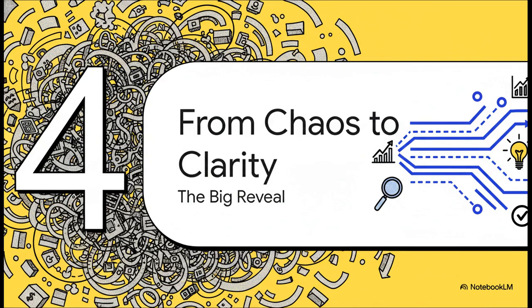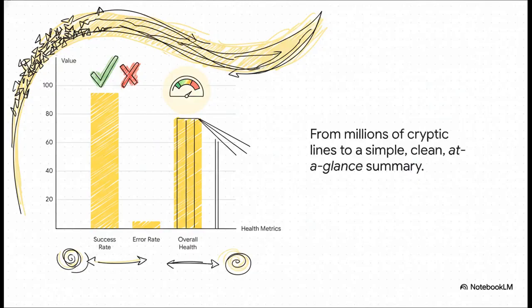This is the big reveal. What does all this work actually look like in the end? And boom, here it is. This is that transformation in action. Instead of millions of lines of code nobody can read, you get this. A simple, clean, at-a-glance summary. Success rate, 95%. Error rate, 5%. And an overall health score of 85 out of 100. Instantly, you know exactly where you stand.